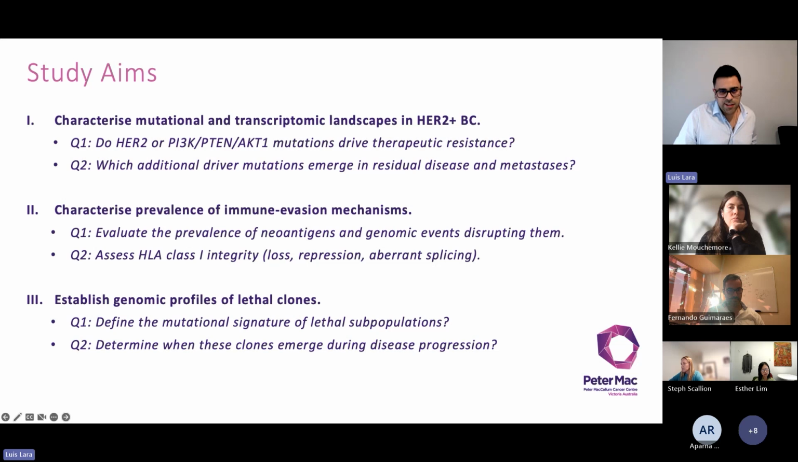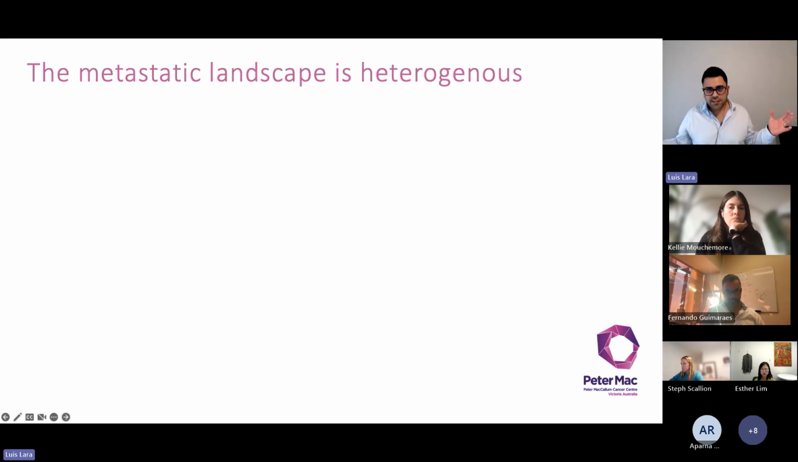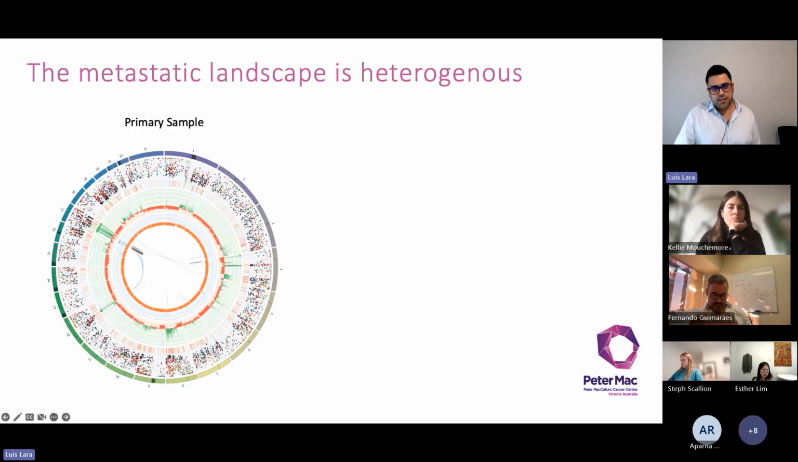I can share some preliminary results from this study, and I can say that the metastatic landscape is highly heterogeneous. Let me give you an example of that. Here we have a primary sample. This is a circos plot, if you're not familiar with it. This is the whole genome from chromosome 1 to chromosome X. In the second circle, we have the point mutations of this primary tumor. And here in green, we have the copy number alterations. As you can see, HER2 is very amplified, and the area around HER2 is amplified.